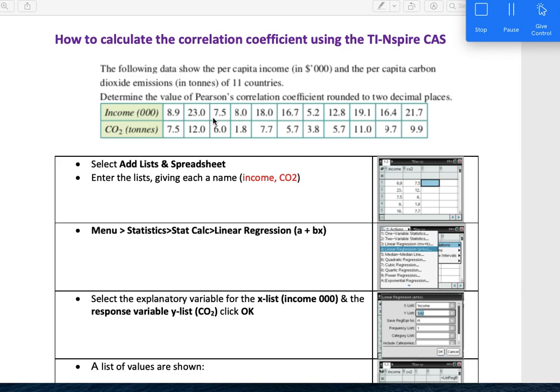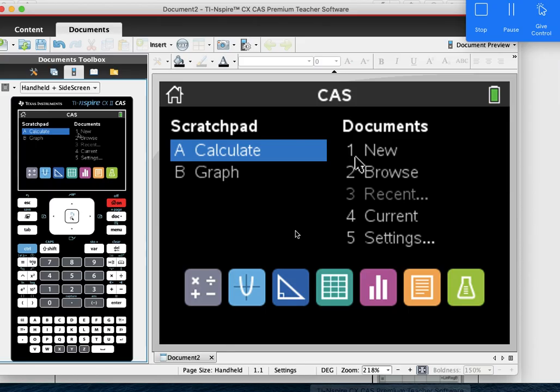the R value from this. So if I was drawing a scatter plot, they haven't really told me, but generally what we would be looking at, we'd be investigating the carbon dioxide emissions in these countries. So carbon dioxide is going to be our response, and the income those countries earn or whatever will be the explanatory. So let's go to our calculator.